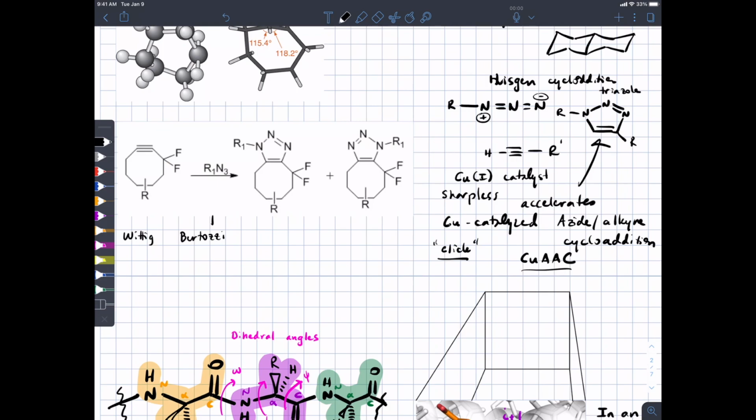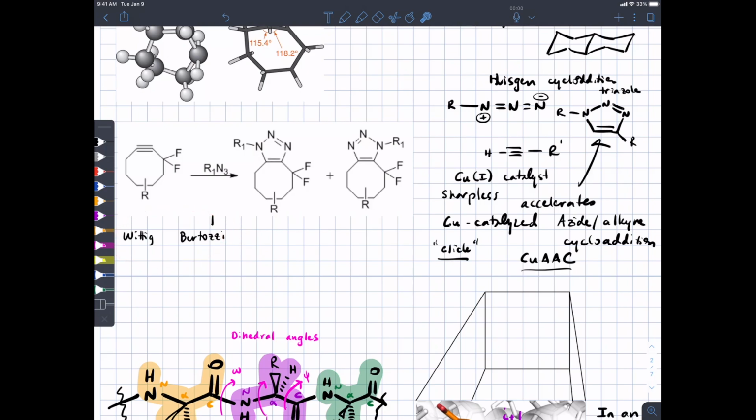The challenge is that copper-1, there's sort of two challenges. Copper-1 wants to oxidize to copper-2 in air, so you have to do something to keep it reduced. Second, copper tends to be toxic to biology in large amounts. So the challenge was, how do we get this reaction to go faster if you don't use the copper catalyst? Because then you're sort of back to the drawing board of the azide alkyne cycloaddition that doesn't work well.